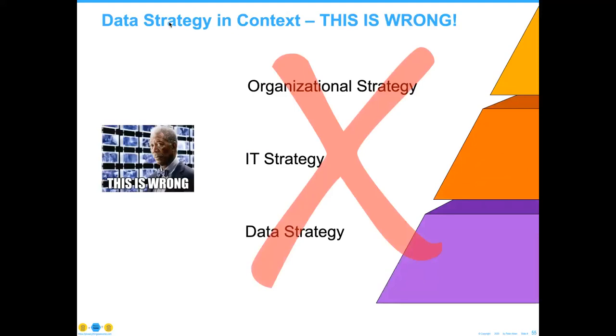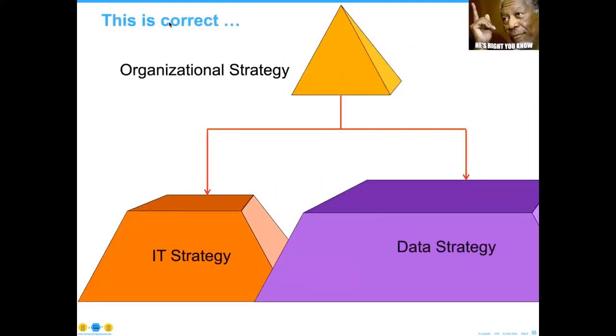This is incorrect. If I could do a Morgan Freeman imitation, I would say, this is wrong. Of course, he says on the other side, he knows you're right. So strategy-wise, IT strategy, yes, important, but it should exist parallel to data strategy. And quite frankly, many things in the data strategy determine IT requirements as opposed to the other way around.